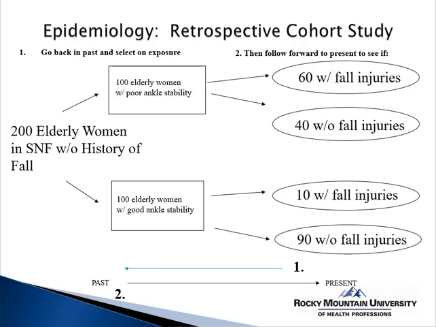So if we, for example, worked at a skilled nursing facility and in a relatively short period of time, maybe we had 70 falls out of 200 people, we would want to know why all these falls were occurring. And so if we went back and looked at those 200 individuals at baseline that they had no history of falls, we could look at what their ankle stability scores were and then come back to the present to see what the proportions were in each group. And what we would see is 60% of the people with poor ankle stability had a fall, whereas only 10% of the others did. And so a risk factor here would be ankle stability.